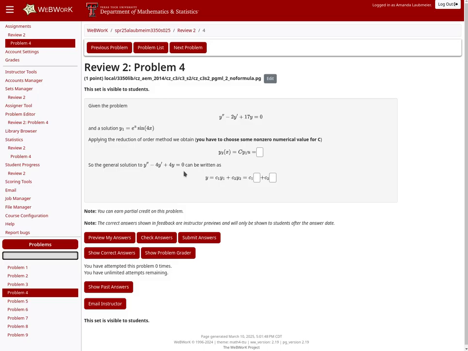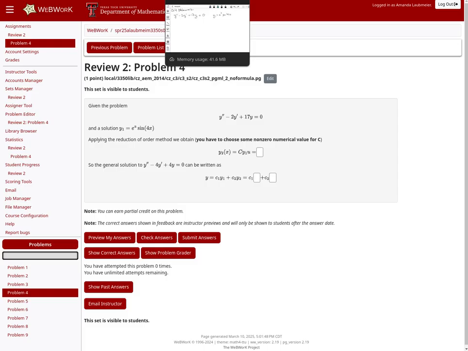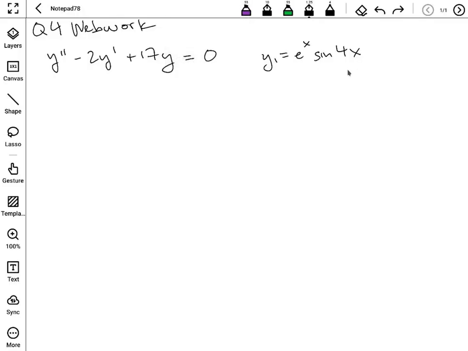It's weird that the second equation doesn't match the first, but I think that's probably just a typo. So I'm going to work through the problem as given. I'm just copying it down on my tablet before I get started. y1 is e to the x sine 4x, and y double prime minus 2y prime plus 17y equals 0.